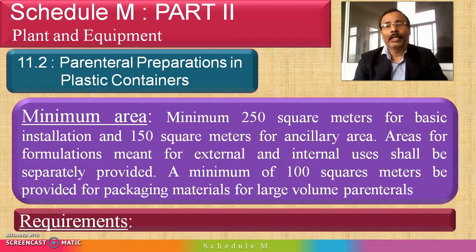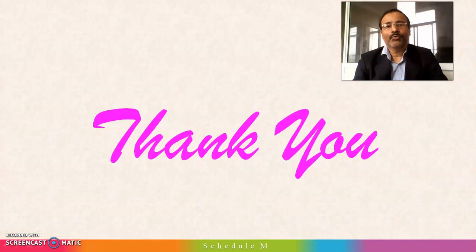Now the minimum equipment necessary for parenteral preparation is just similar to the parenteral preparation in glass container, with very small differences in the equipment. Right. So in this way we have covered the total 11 categories of formulation that come under part 2 of Schedule M. So thank you for watching.